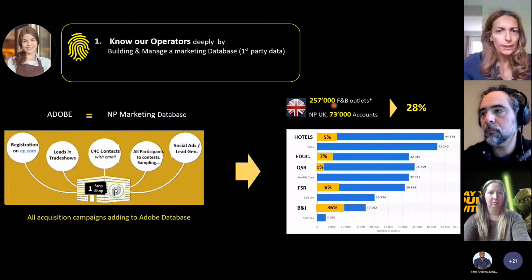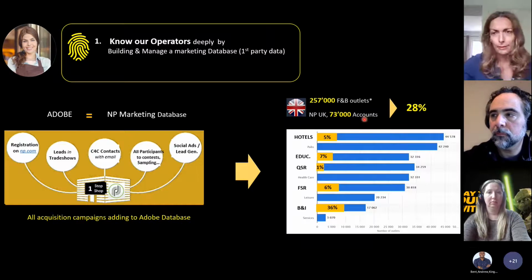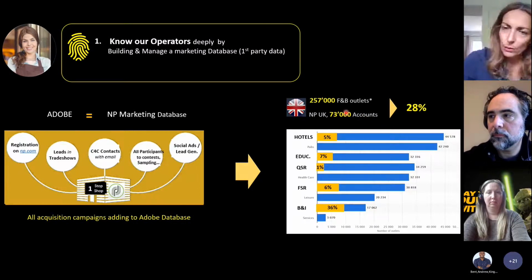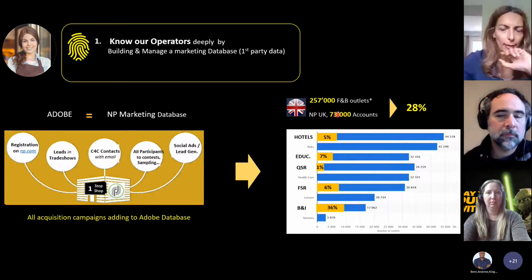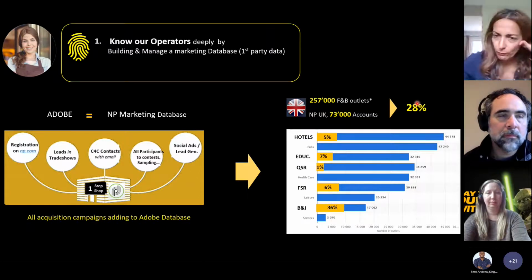When we looked at the Adobe database for the UK, we saw that there were 73,000 accounts. So businesses. And I was like, that's not so bad, actually. We have quite a large portion of the universe in our database. So that represents roughly 28%.